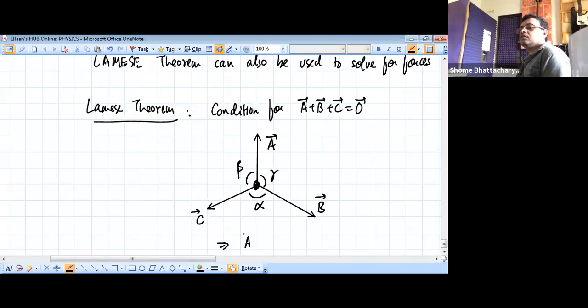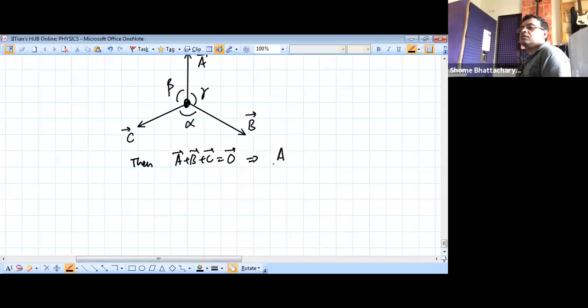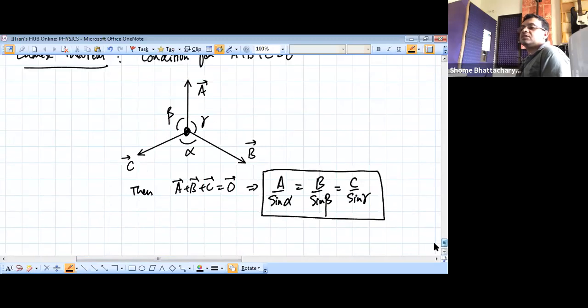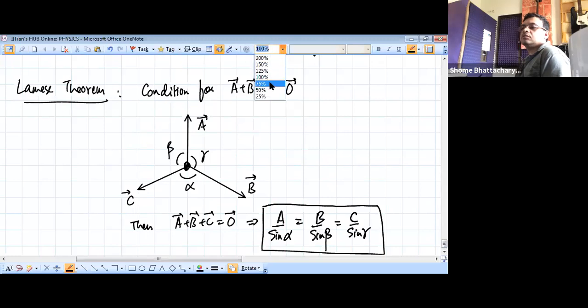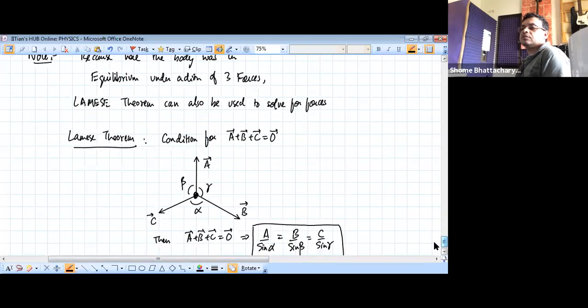Then A plus B plus C equals zero implies that the magnitude of vector A divided by sine of the angle between B and C, that is sine alpha, will be equal to the magnitude of B divided by sine beta, will be equal to the magnitude of C divided by sine gamma. This is the condition for the resultant of three vectors to be zero. This comes from the sine rule in a triangle. You can just make a side note of this Lamy's theorem business. And then we'll see how to apply it in the previous question. I'll also show you the logic of this, where this comes from.